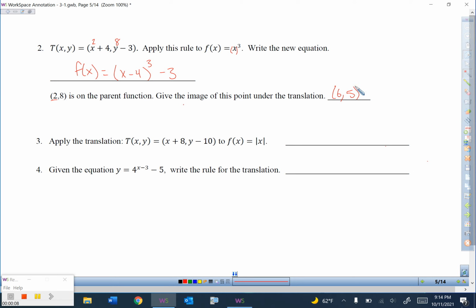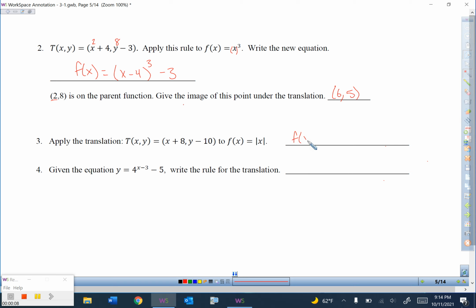Just to show you this actually works with our equation, we've got this x value here. 6 minus 4 is 2. 2 cubed is 8. 8 minus 3 is 5. It corresponds to the equation as well. What I want you to do now is pause the video and see if you can handle 3 and 4 based on what we just took care of with 1 and 2.